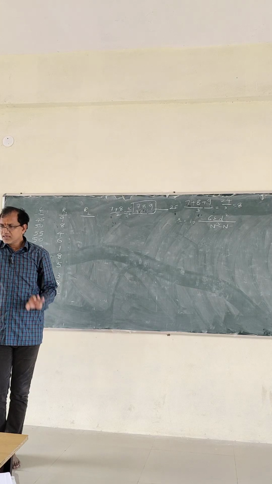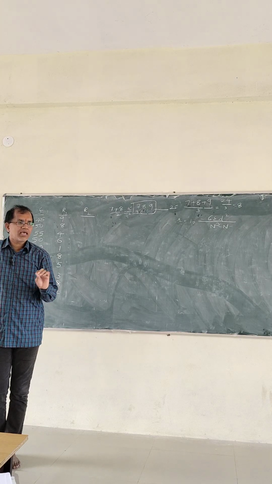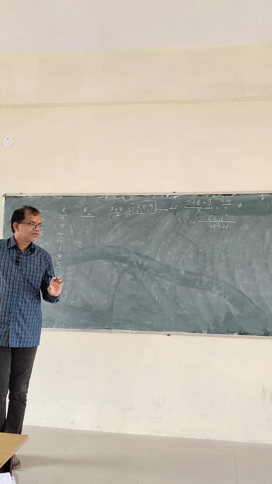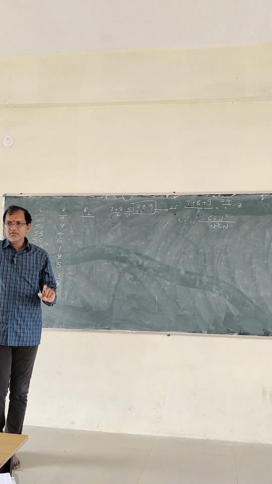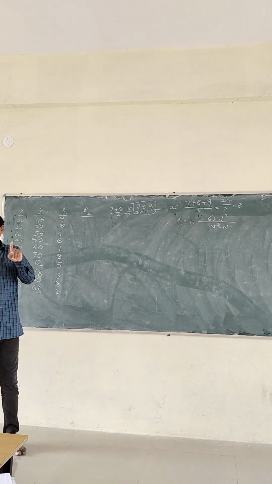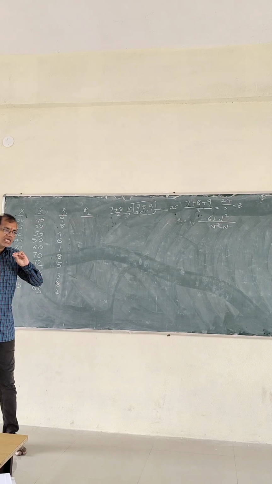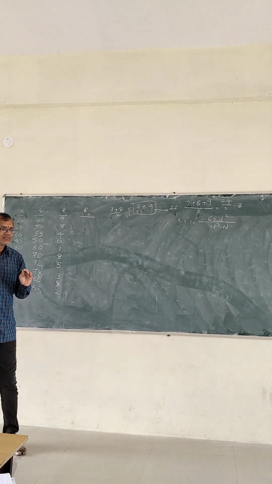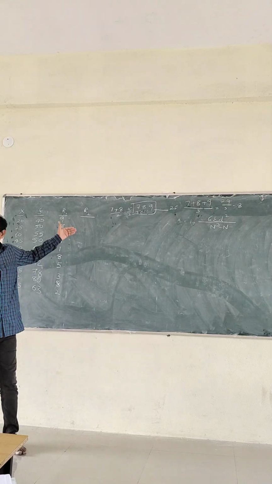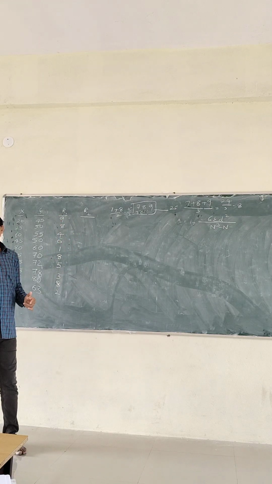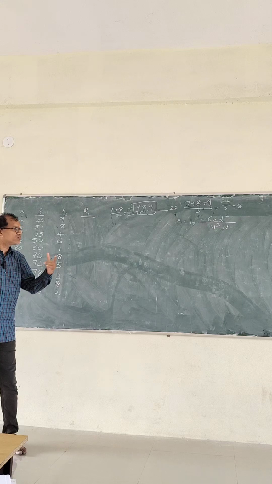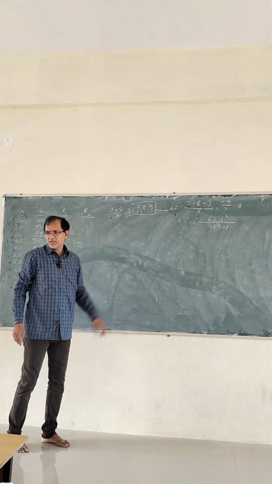We have to check how many times a number is repeated, and we have to find the average of the ranks, and you have to allot the same average rank to all those same numbers. And the next rank is going to be the next rank. Like that we have to arrange.